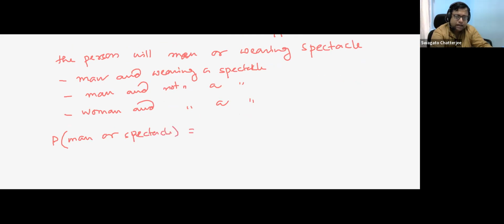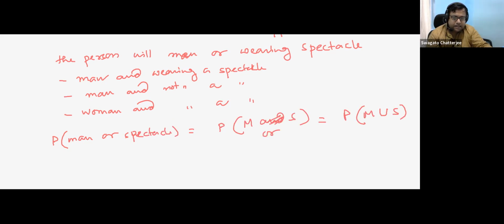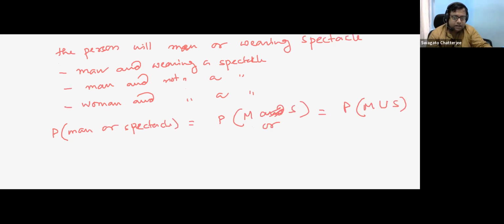How do I write that? That is the probability of M and S, or we can also write it like, sorry, not "and", "or" S. We can also write it like this, M union S. Now, what are these things? First of all, man wearing a spectacle and man not wearing a spectacle. That means total man.